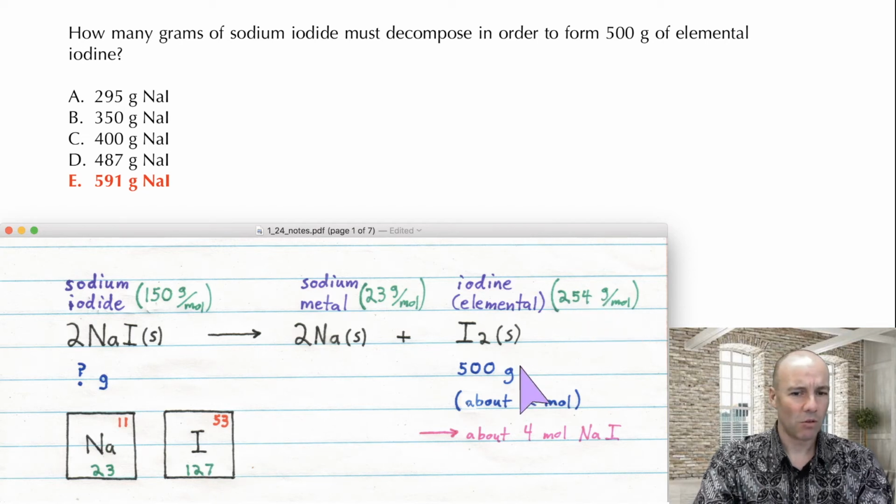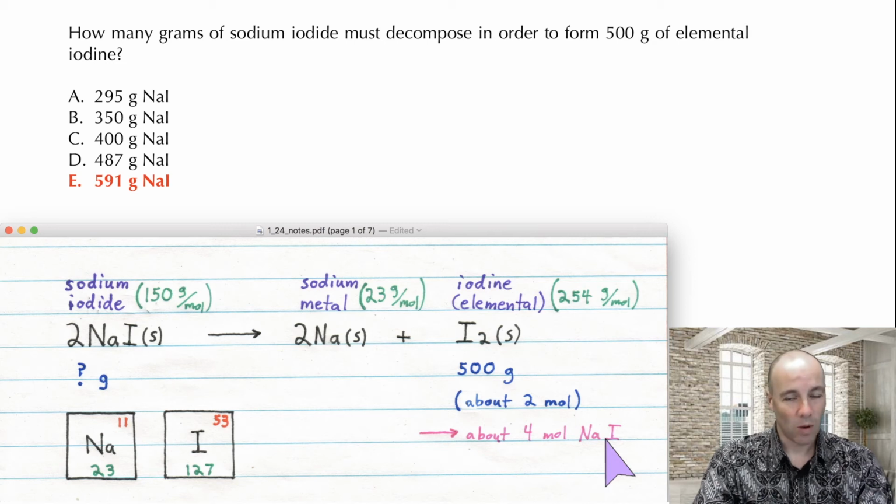Now 500 grams is approximately twice this number, so it's almost 2 times that number. 2 moles of I2 would be 2 times this, or 508 grams. So we're forming almost 2 moles of elemental iodine. And looking at the coefficients, it's a 1:2 ratio from the balanced chemical equation. That means we must start with almost 4 moles of NaI.